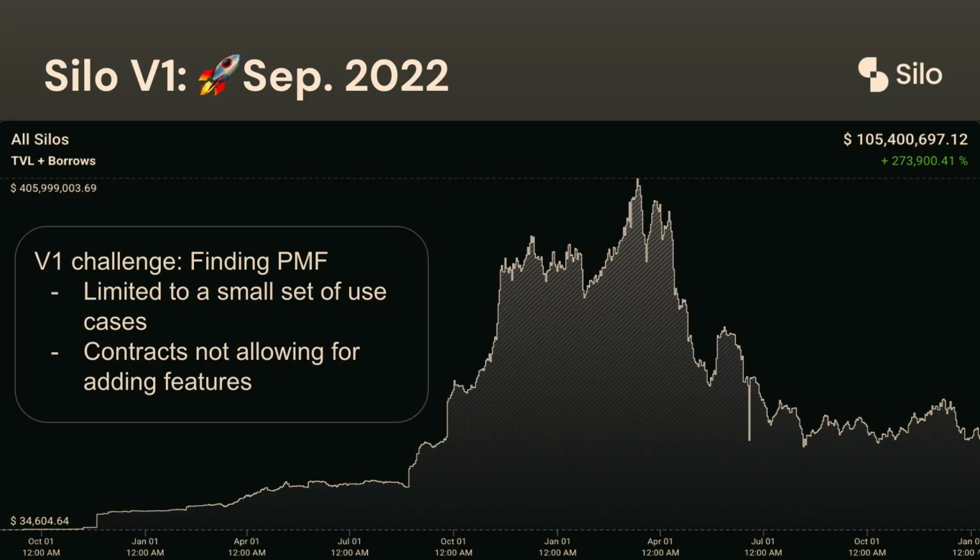So that was the reason why Silo was created, and we actually launched the first version in 2022. We got to pretty good TVL and some nice adoption, but really quickly we were reaching the glass ceiling, and we couldn't go through it. And as you can see, our chart of TVL is full of pain.